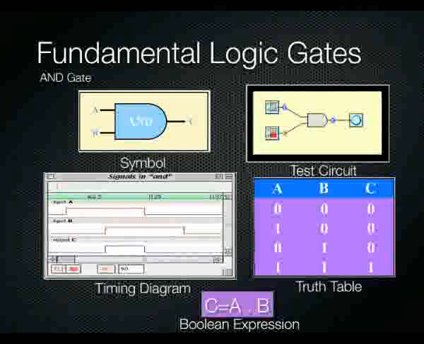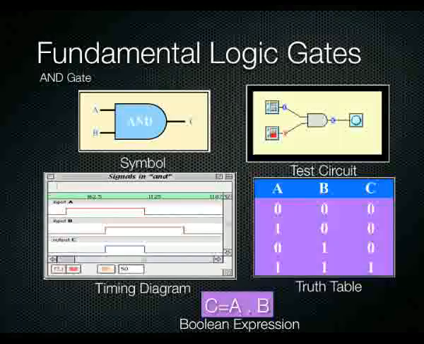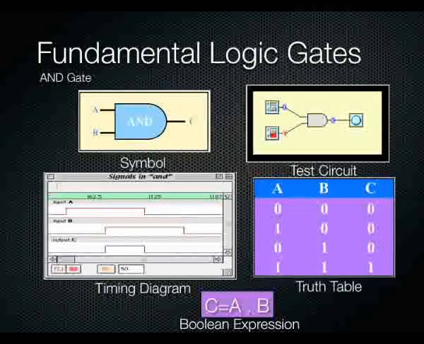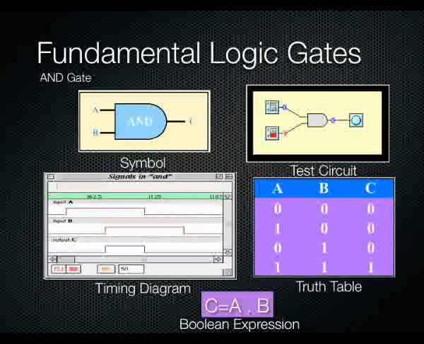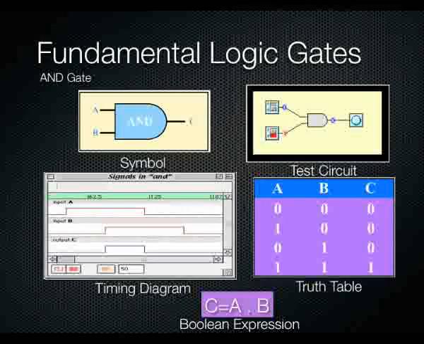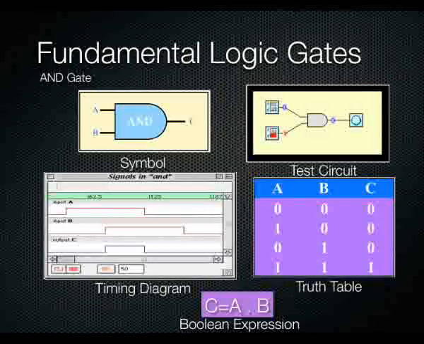The AND gate is the next logical function that we provide. We've got the AND symbol on the top left, a test circuit, and the truth table corresponding to that test circuit. You can see with the AND gate, only when both the inputs are 1, the output is 1 also. So when A and B are true, then the output is true also. And we have a timing diagram to show you the relationship between the inputs and the outputs, ignoring any propagation delay there might be inside the gate.